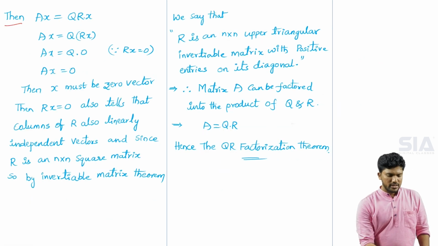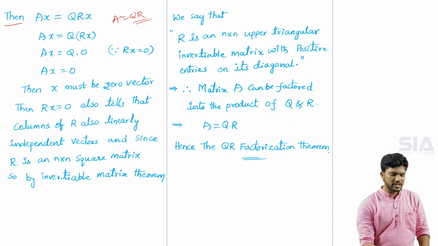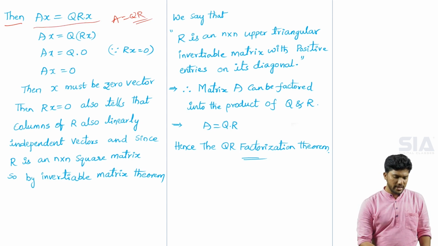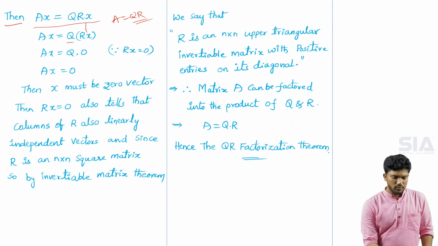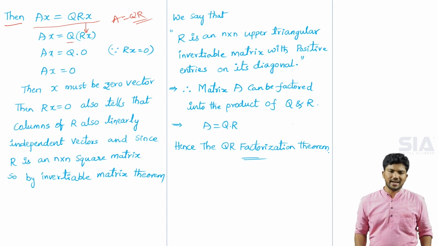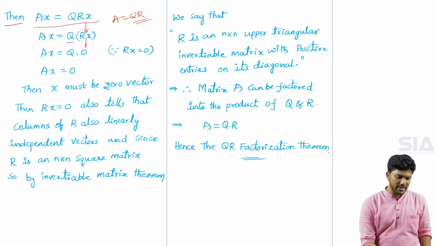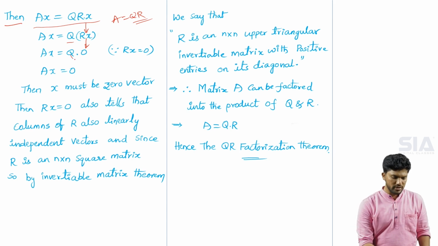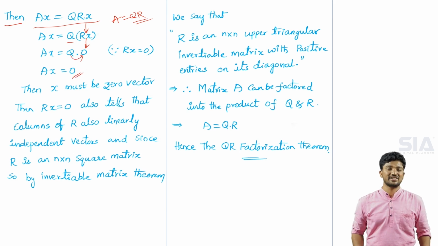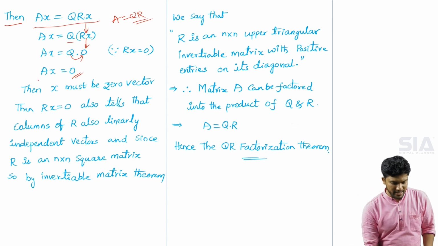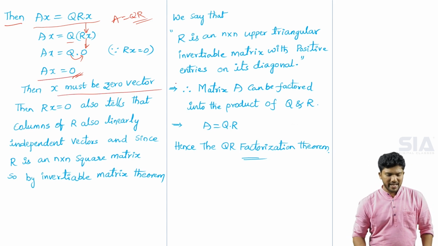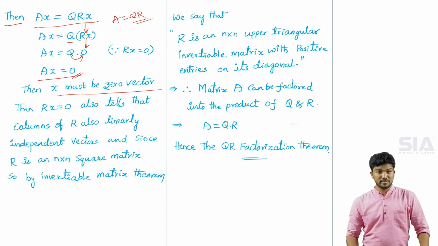Then we have A is equal to Q into R. Multiply on both sides with small x. A into x is equal to Q into R into x. A into x is equal to Q into, we can apply the bracket separately, R into x. Already we have R into x value 0 vector or 0 matrix. So Q into 0 matrix also again we will get 0 matrix only. So therefore A into x is equal to 0. Then x must be a 0 vector.